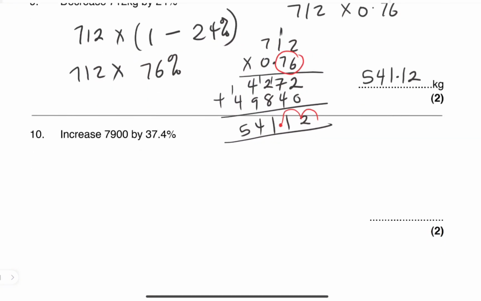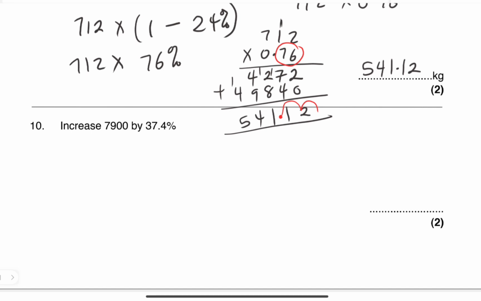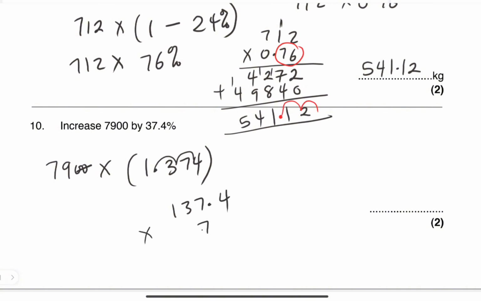Increase 7,900 by 37.4%. So increase is addition, so that will be 7,900 times 1.374. I hope that makes sense now. If I take out these two zeros, these will move two decimal places. So that will be 137.4 times 79.